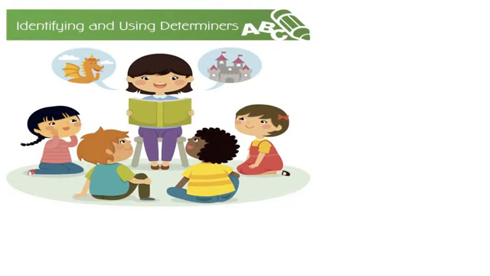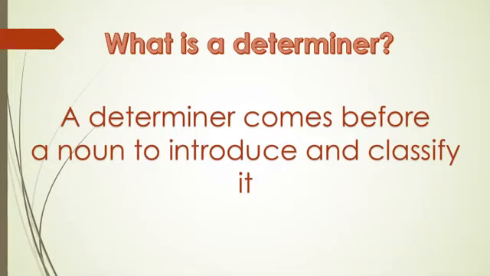Everybody. Today we're going to go on and complete our grammar, which is determiners that we've started with previously. Do you remember the question? We said, what is a determiner? We said that a determiner comes before a noun to introduce and classify it. So a determiner always comes before the noun to talk about this noun, to introduce it, to describe it.